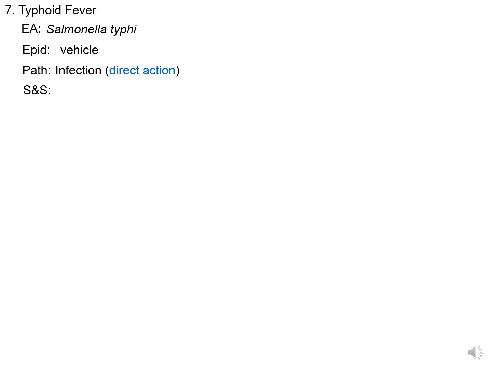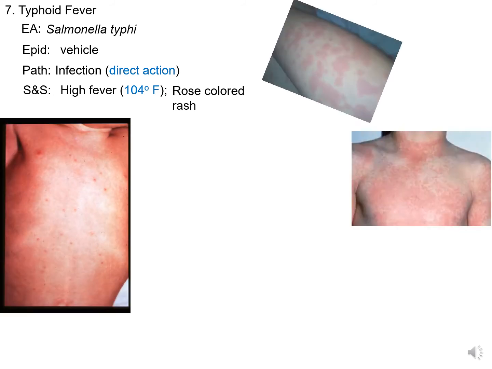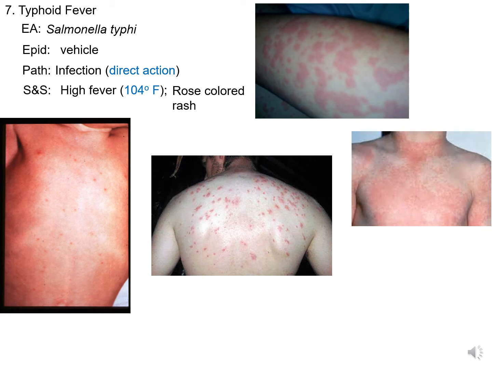And the big sign and symptom is going to be a really high fever starting at 104. And back in the 1800s, that's what made this fatal, because we couldn't handle fever. So when people got this high fever and it kept going up, it usually killed them. Following that, we're going to see a nasty rash that will originate on the abdomen as these big blotches, and it will start spreading all over the body, as you can see here.